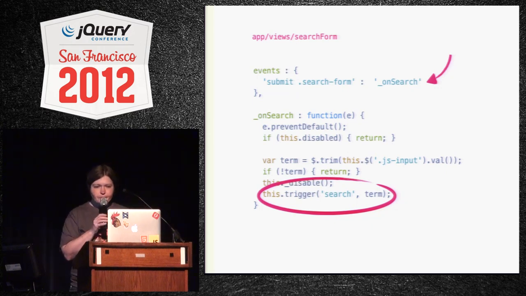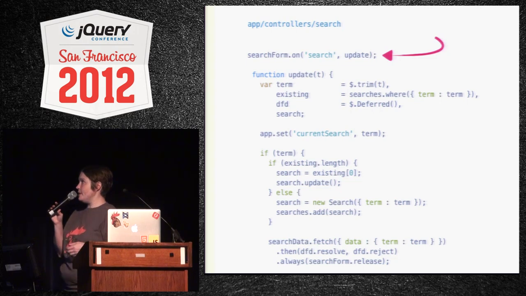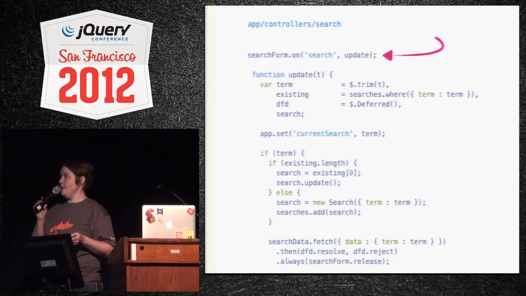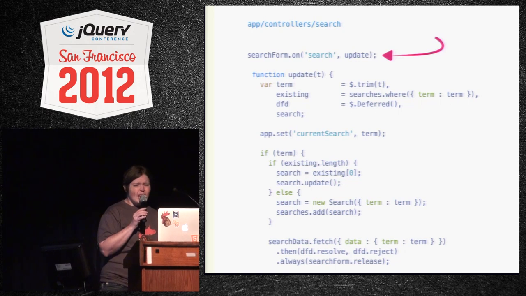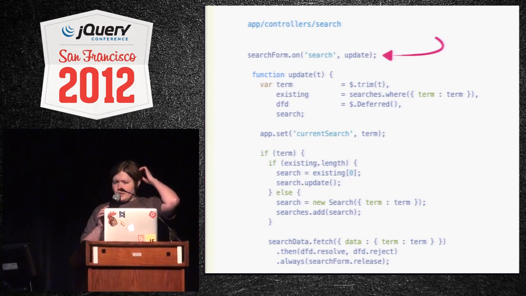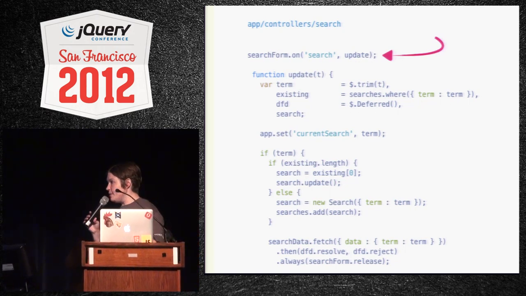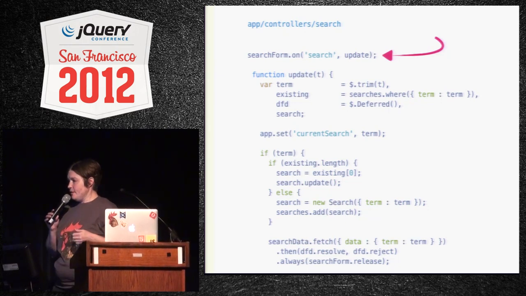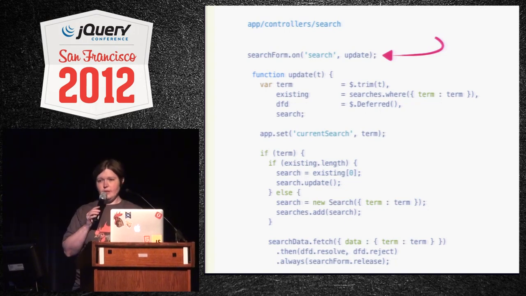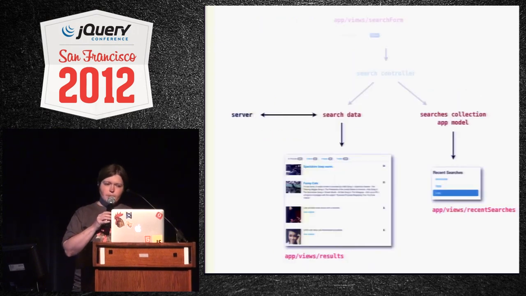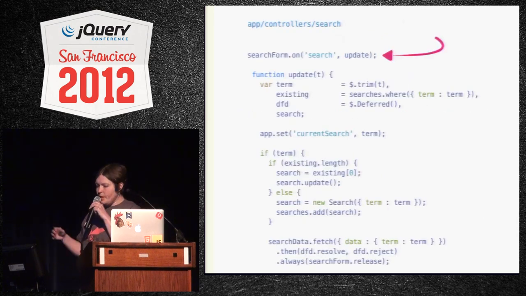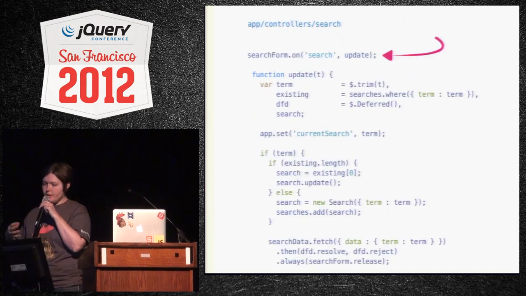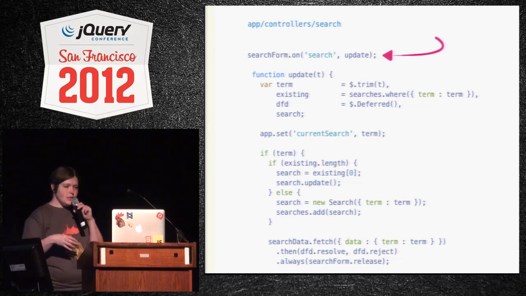So our controller is waiting to hear that announcement. It says, hey, when the search form announces a search event, then run this update function. And we won't go into what all the update function is doing in too much detail, but ultimately what it does is it goes out and tells the search results collection to go get some new data, and it tells the recent searches collection that there is a new search. So we get that message to the collections, the search results collection and the recent searches collection.